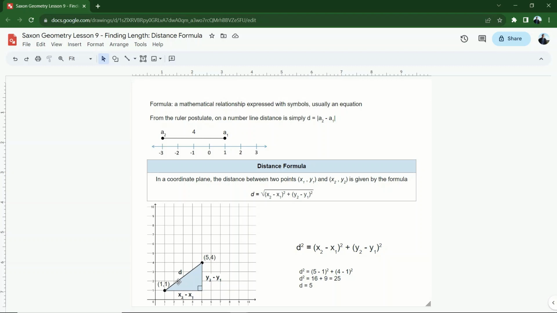All right, so hopefully this helps you understand the distance formula a little better. We're going to be working some practice problems in the next video.